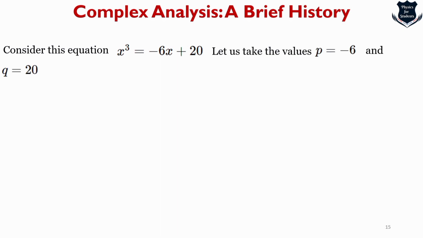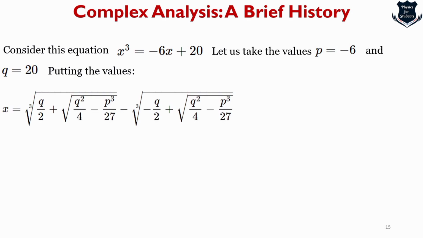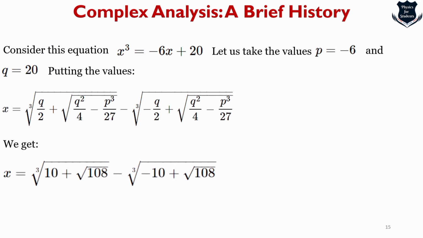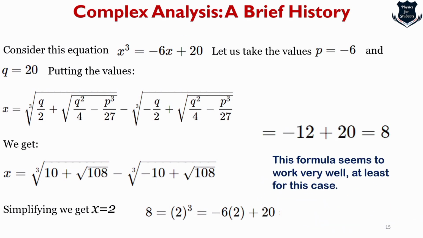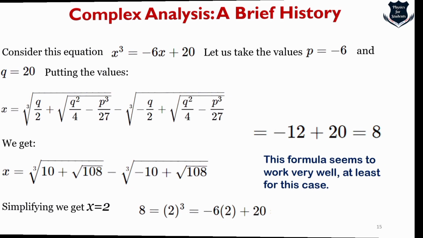Okay, so let us consider this equation: x cube equals minus 6x plus 20. Now, if we take the values, say for example, p equals minus 6 and q equals 20, and we put the values in this cubic equation, then we get this. This was actually what Girolamo Cardano showed in his book Ars Magna. And by simplifying, we get x equals 2. Putting the value x equals 2, we get this, which leads to this. So now this formula seems to work very well.